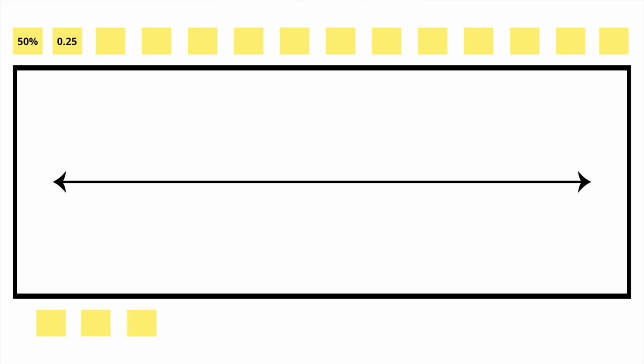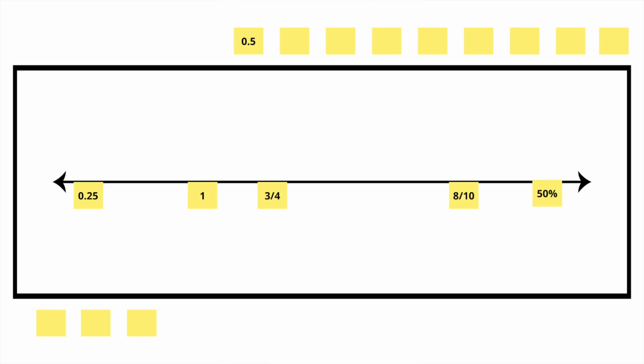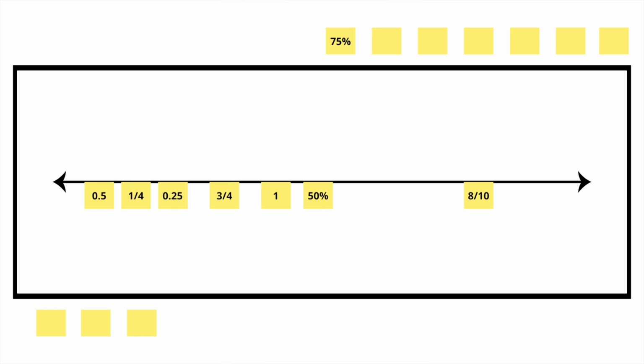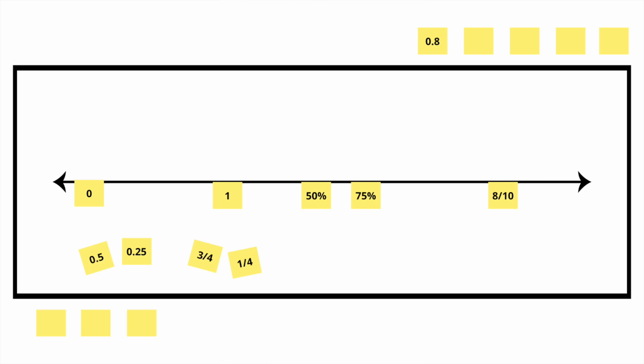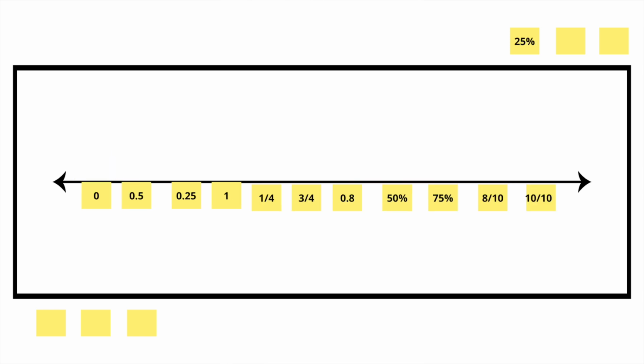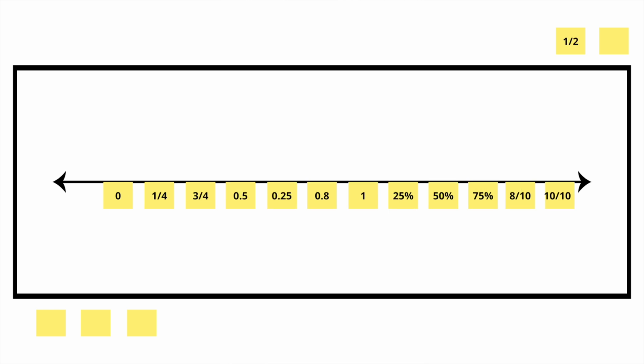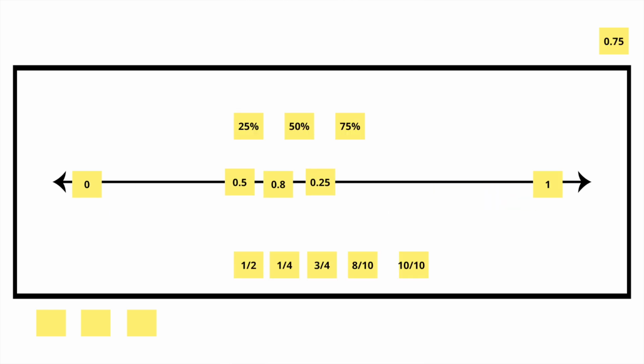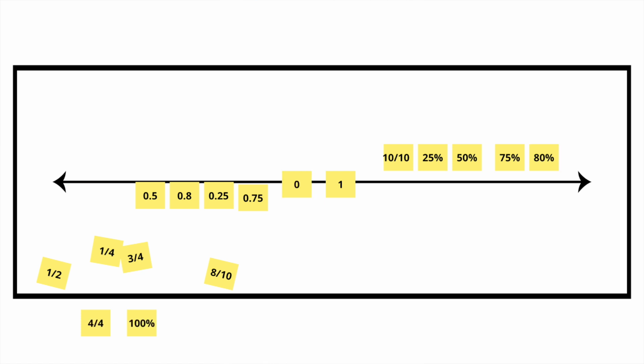0.25, 25 hundredths. Next, we have 3/4. Next, we have the number 1. Okay, next, we have 8/10. Next, 5/10. Next, we have 1/4. Okay, 75%. After that one, we finally have our 0. Next, we have 0.8. It reads as 8/10. And we have 10/10. And the next card is 25%. Okay, the next one, 1/2. Next, 75 hundredths. Next one, 80%, 4/4, 4 out of 4. And the very last one, 100%.